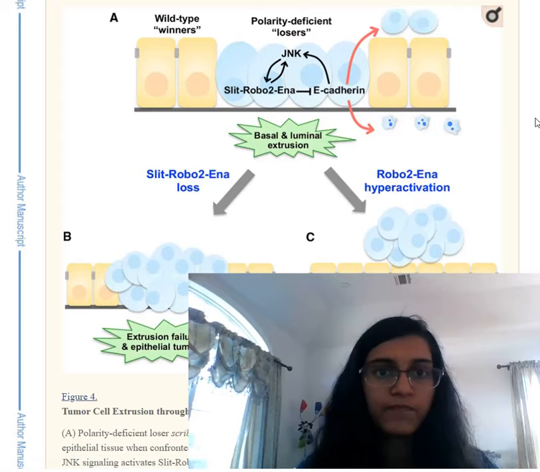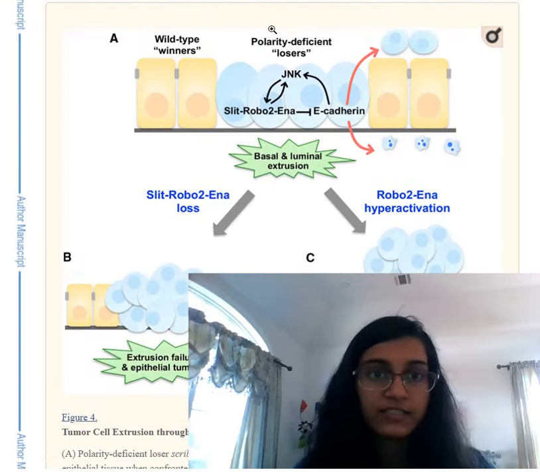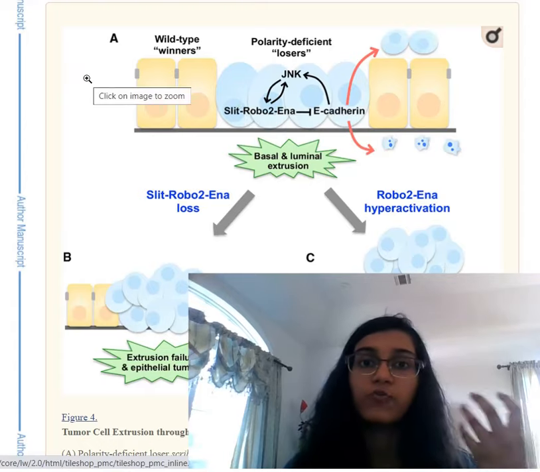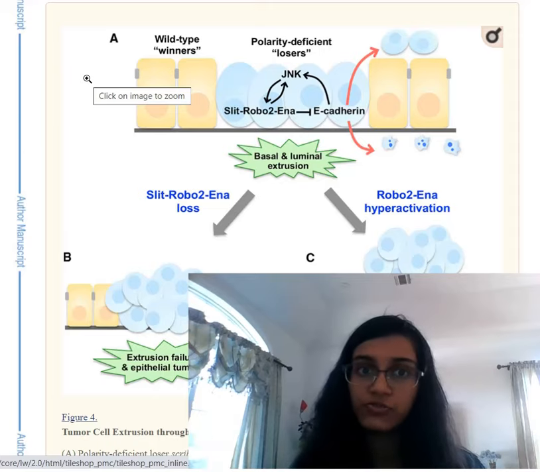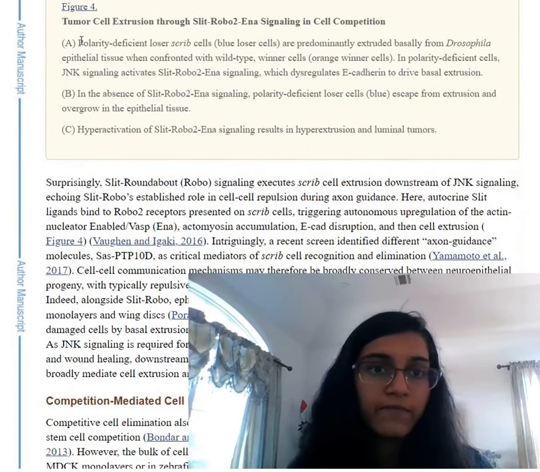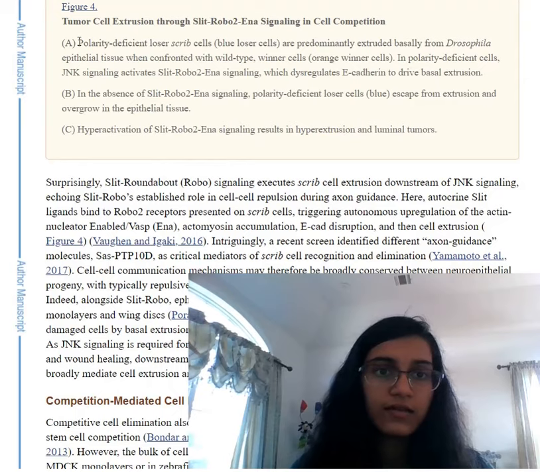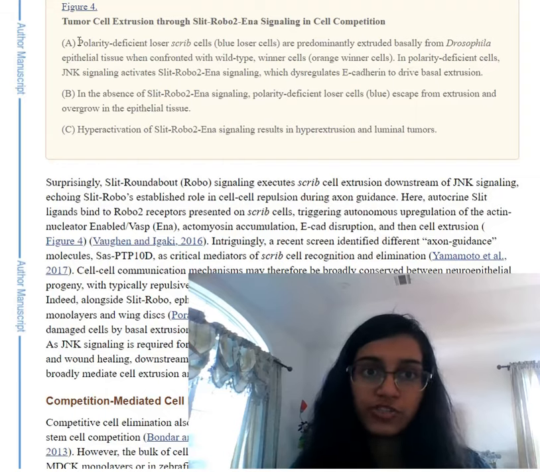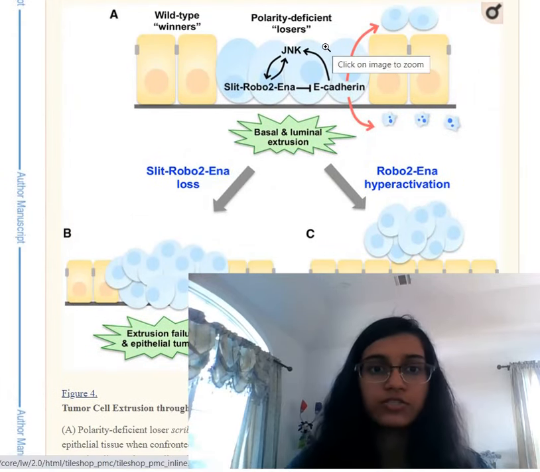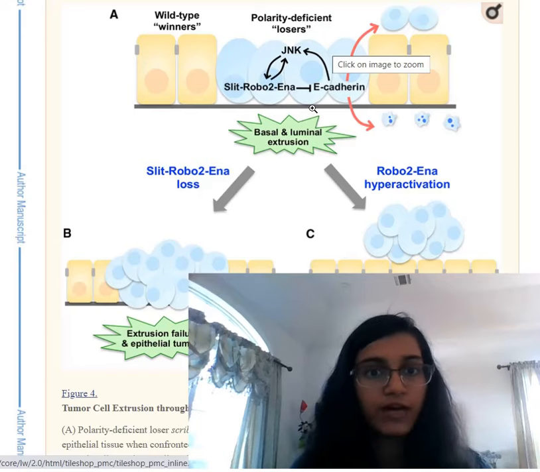And as we see here, when these polarity deficient cells are put in competition with wild type cells, the wild type cells end up being the winners, and the polarity deficient cells end up being the losers. And this caption for part A shows us that these particular polarity deficient cells don't have SCRIB, which is a particular polarity mediating gene, and due to that, it activates the JNK pathway, which then leads to the SLIT-ROBO2 pathway, and this dysregulates E-cadherin.